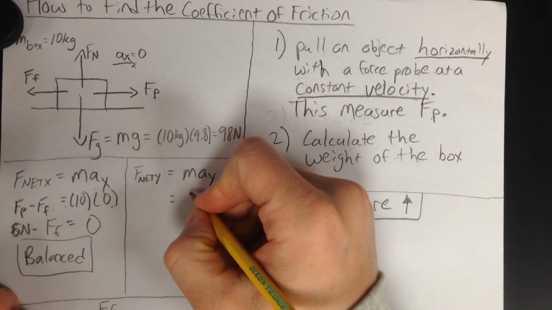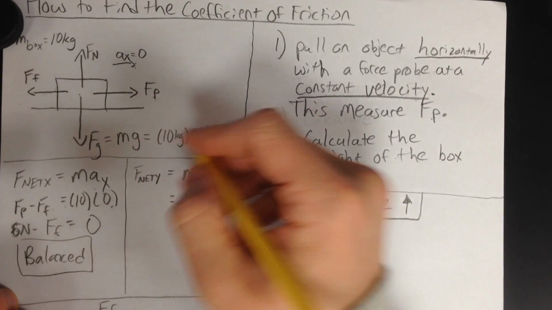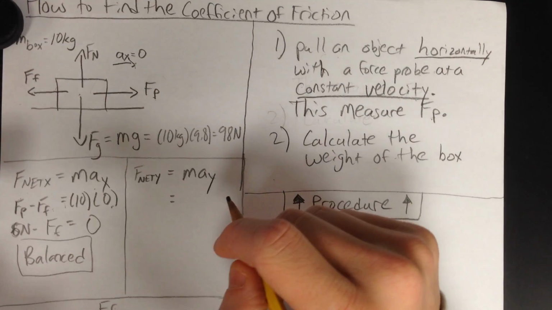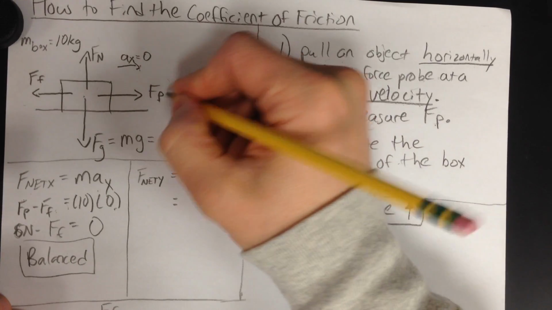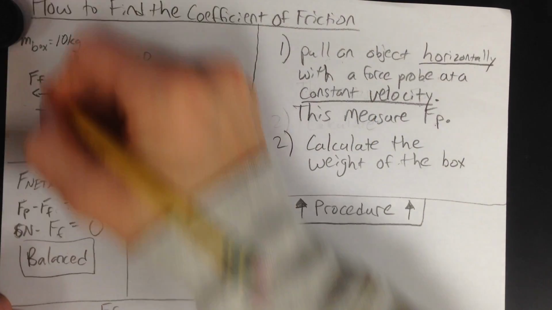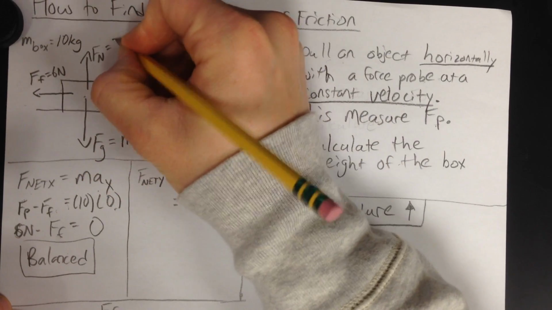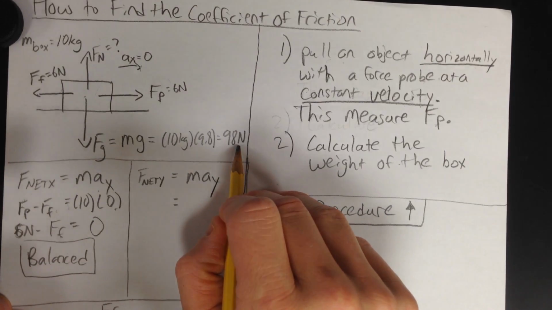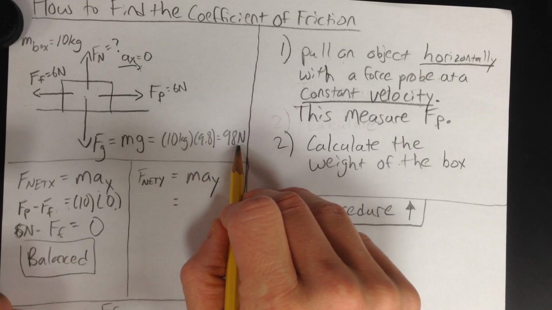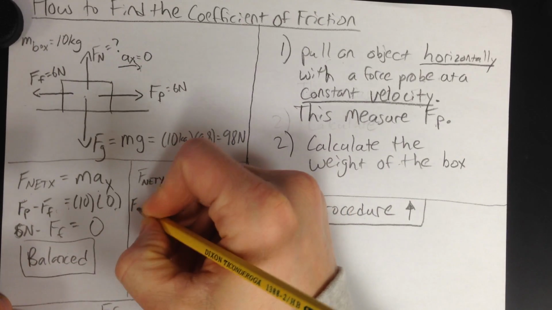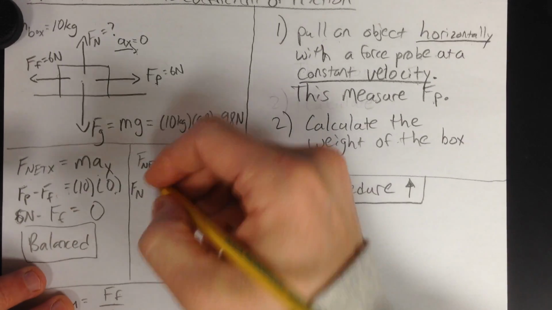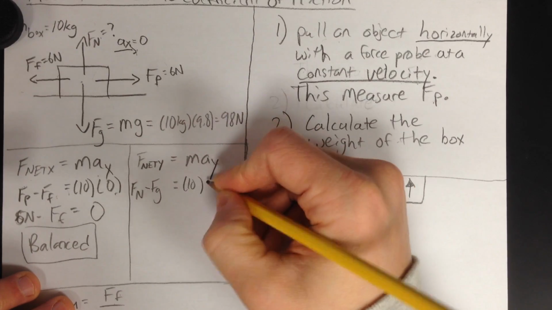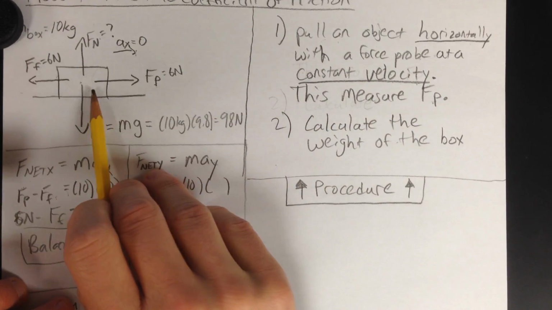I got Fg, now how do I get Fn? Then I can finish my problem. Say we make Fp 6 newtons like we said, and then friction ended up being 6 newtons, and then we just need Fn to finish it off. In this case, we had a 10 kilogram box, and Fg was 98 newtons. What's Fn? We need to apply Newton's second law to the y direction. Fn minus Fg, that's up minus down, equals 10 kilograms times the acceleration in the y direction.